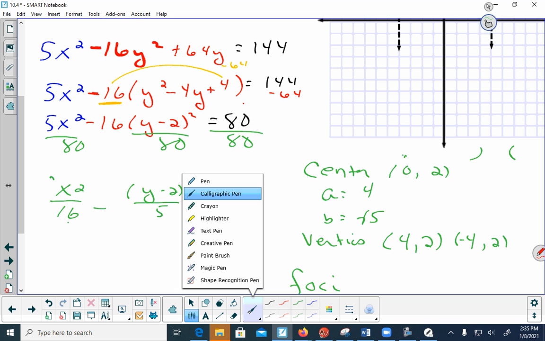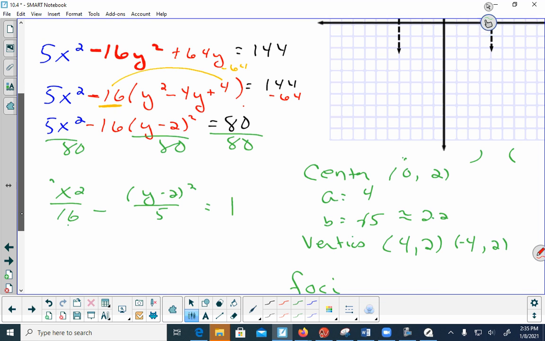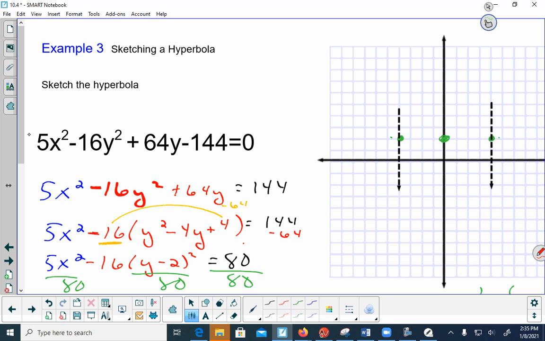So the square root of 5 as a decimal, because I kind of need the decimal for the graph, is 2.2. So on my graph, I'm going to go up 2.2, and I'm going to go down 2.2, and I'm going to put a little dot. Now remember, those dots are not part of my graph at all. They're just helping me make that box.